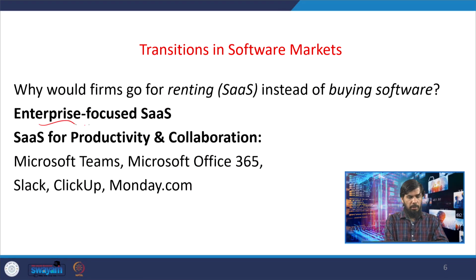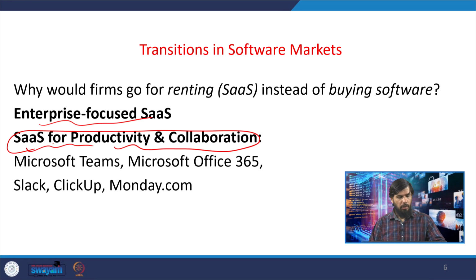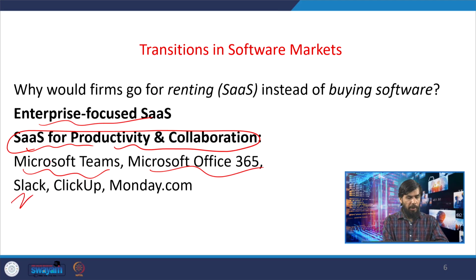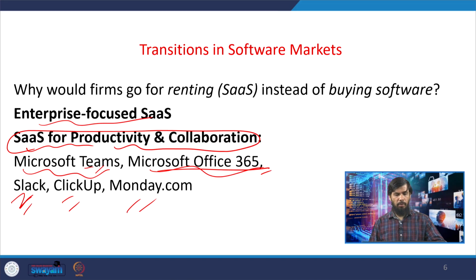Another category within this enterprise focus SaaS is SaaS for productivity and collaboration, right. So Microsoft Teams is there, and then Microsoft Office 365 is there. Then Slack is there for communication. Microsoft Teams was for more collaboration and online meetings and all that. Microsoft Office 365 is the cloud option for productivity, and then Slack is there for communication. ClickUp and Monday.com are more for project management and collaboration kinds of activities. So these are SaaS options in case of productivity and collaboration.